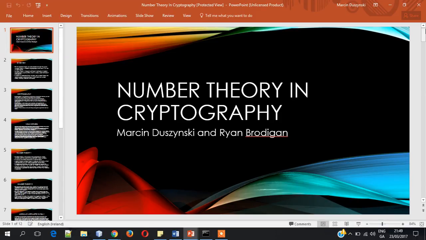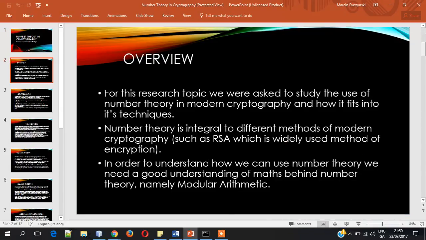Today, I'll be summarizing what we covered in our 30-minute presentation last Thursday about number theory and cryptography. I hope I'll be able to fit all this information into somewhere between 5 to 10 minutes. So let's get going. For this research topic, we were asked to study the use of number theory in modern cryptography and how it fits into its techniques.